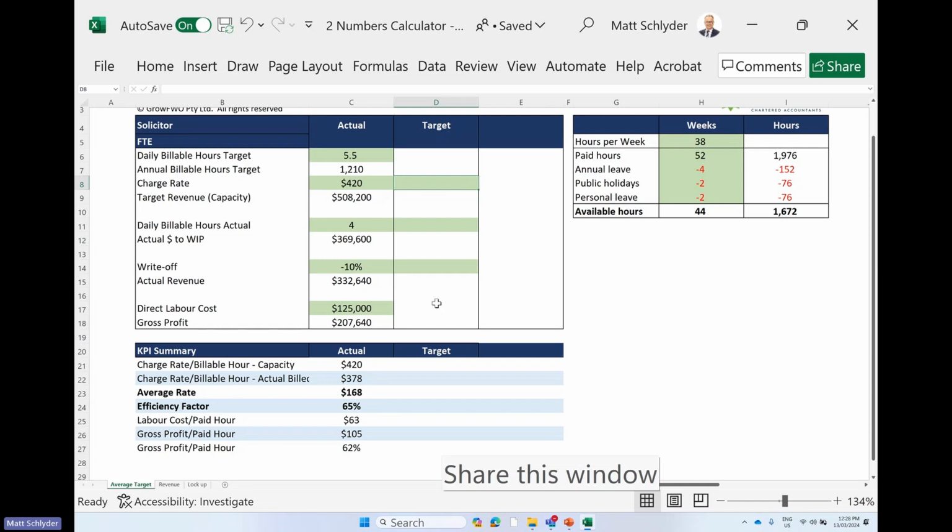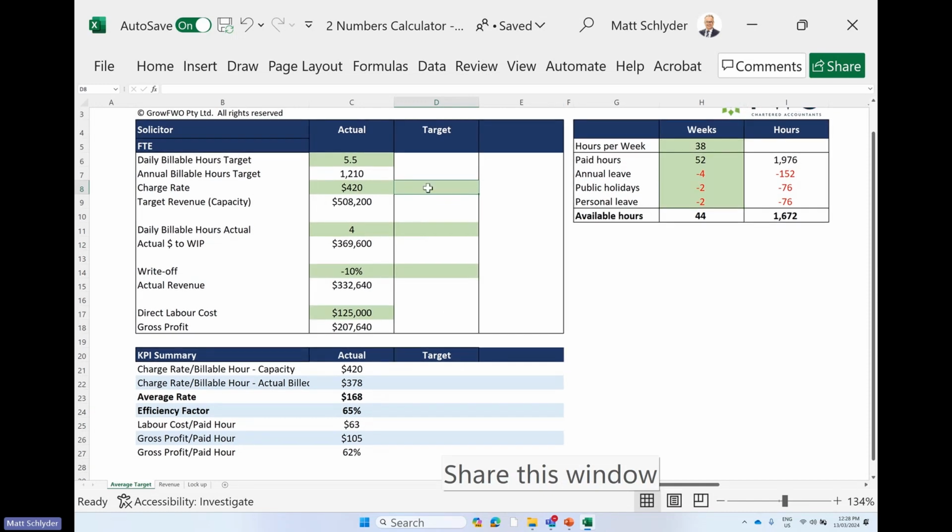So let's look at the key influences that these drivers have. What we want to do is increase our average rate. If we can increase our average rate based on the same number of hours that are expected to be billed, we're going to naturally increase our efficiency factor. So let's say the first thing we do is we put timesheets up by $10. A $10 change in our charge rate only increases our capacity revenue by $12,000, because we're already expecting 5.5 hours.